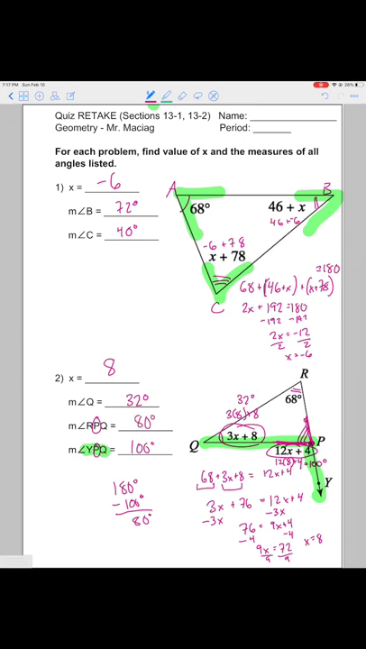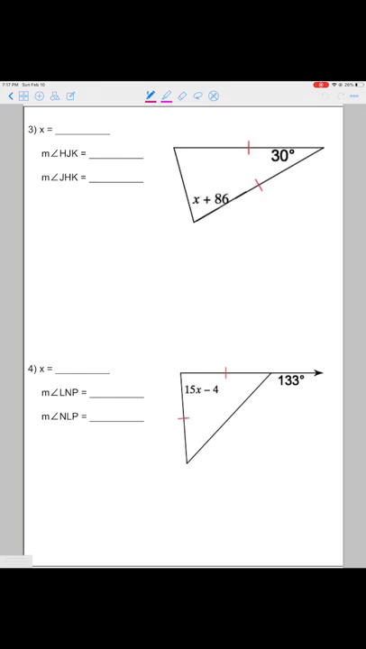We can check our work. We have 68 plus 32, which is 100, plus 80, which is 180. So that checks out. So that was the front with triangle sum theorem and exterior angle theorem. If we go to the back, one quiz had this, the other quiz, this was number 4, this was number 3. So the same two questions, just swapped order.